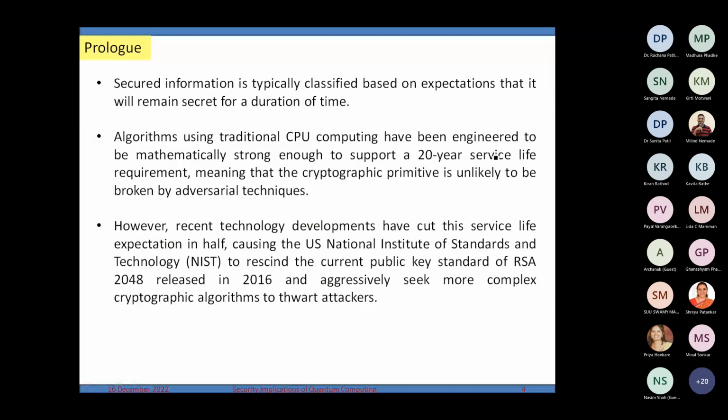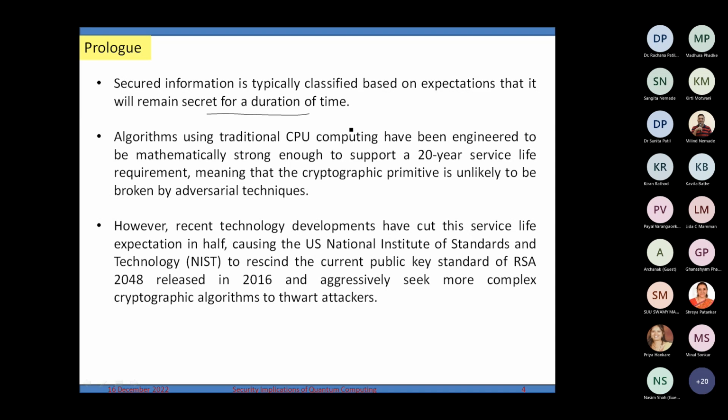Secured information is typically classified based on the expectation that it will remain secret for a particular duration of time. Take an example: I want to secure the question paper that I have set. I expect that question paper to be secure at least till the commencement of the examination. Till the examination time, securing my question paper is sufficient for me, because after the commencement of the examination, the question paper is in the open domain.